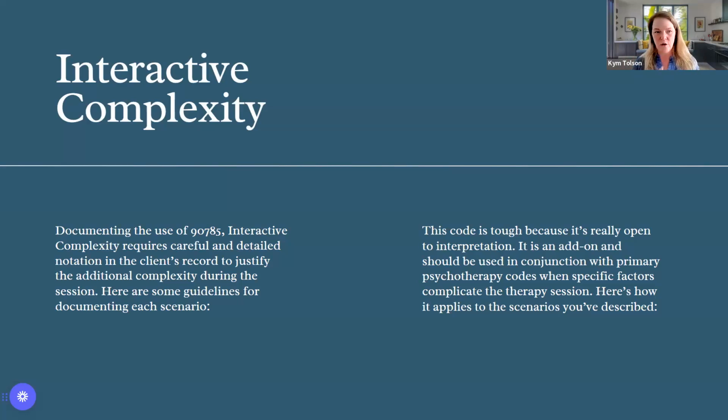It's code 90785, interactive complexity, and it's an add-on code. So a lot of people get confused about whether they can use it or not. People tell me they're using it all the time, and sometimes I'm like, I don't think you can use it for that. So this isn't where I'm going to be judging whether you can use it or not. I just want to talk about what it is and give you some insights and some ideas about it.